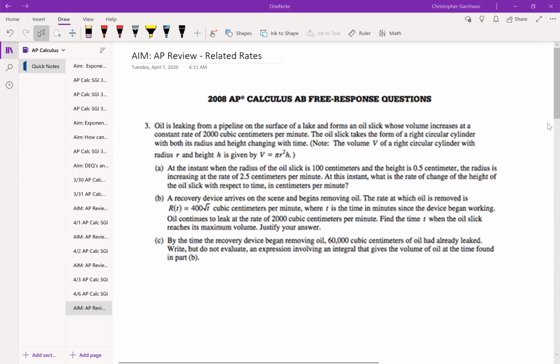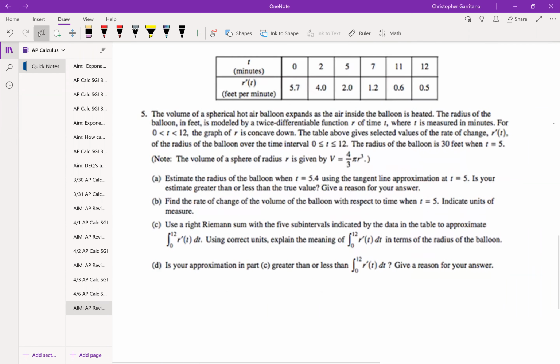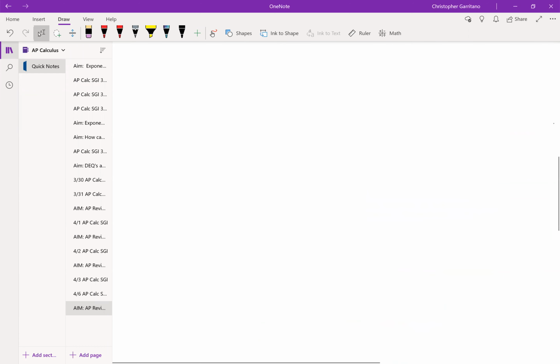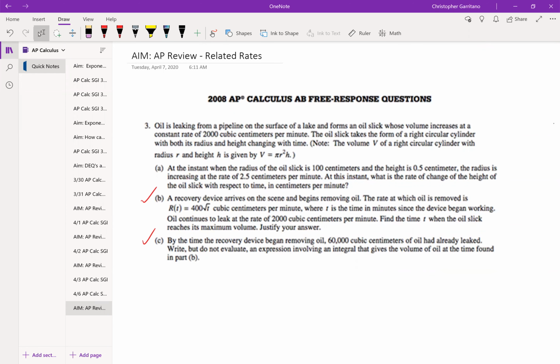Today we are going to go over some parts of those related rates problems that were assigned yesterday. And I'm only going to go over the ones that were suggested. So they were 3B, 3C, and then way down here, 5A. Those are the only three parts I'm going to cover. Obviously, I will also post solutions to the entirety of these problems. But let's go ahead and start with 3B.